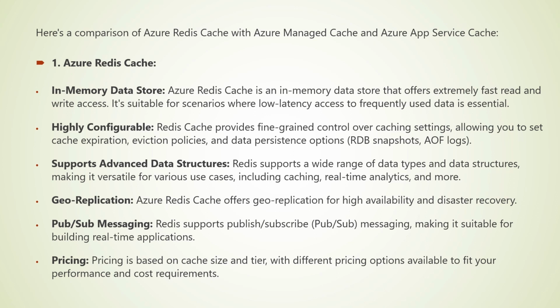1. Azure Redis Cache. In-memory data store. Azure Redis Cache is an in-memory data store that offers extremely fast read and write access. It's suitable for scenarios where low-latency access to frequently used data is essential. Highly configurable, Redis Cache provides fine-grained control over caching settings, allowing you to set cache expiration, eviction policies, and data persistence options, RDB snapshots, AOF logs.